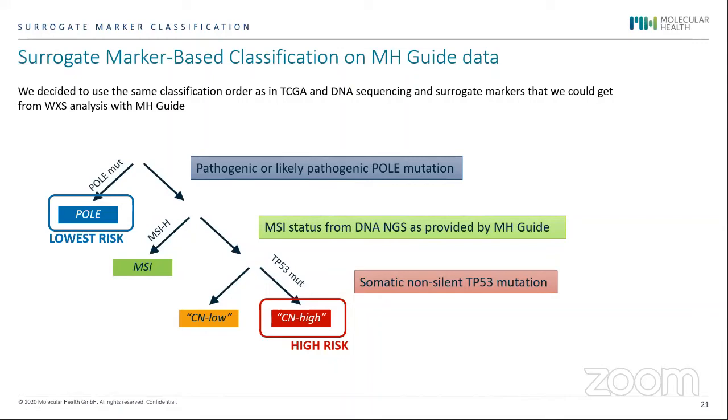But instead of using SNP counts and nucleotide substitution patterns, we use pathogenic or likely pathogenic POLE mutations to identify the POLE cases. We still use the MSI status that we get from MHGuide to classify the MSI cases, and use the somatic non-silent TP53 mutations to identify CN high cases.